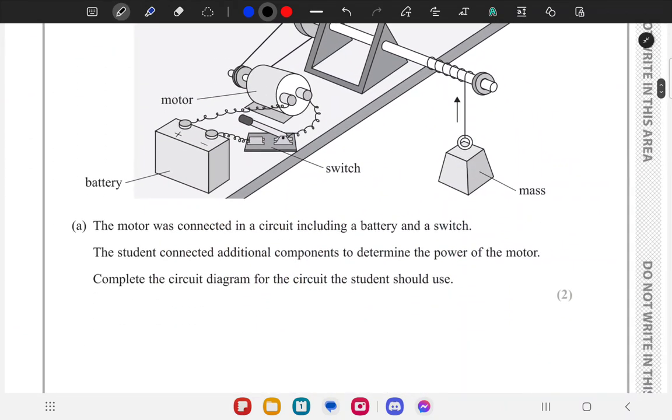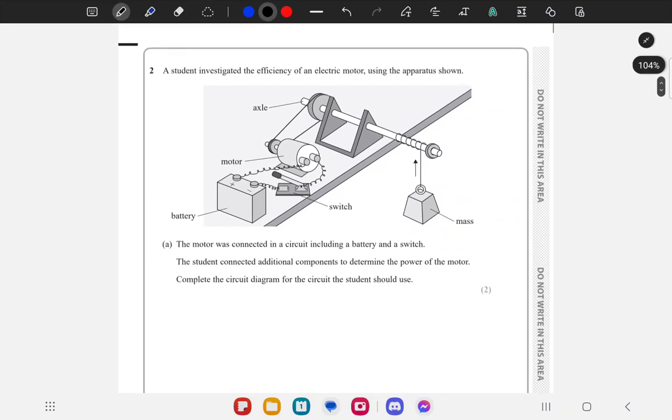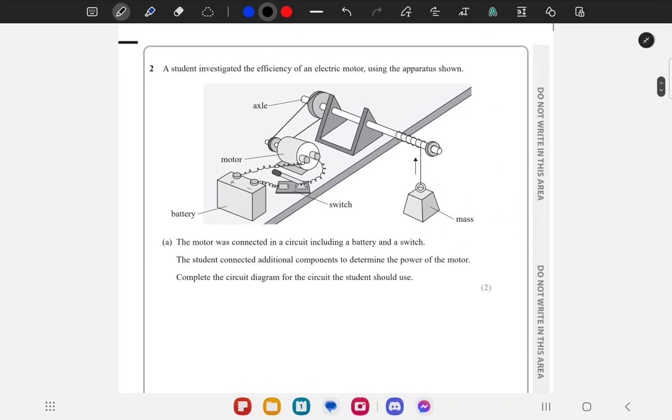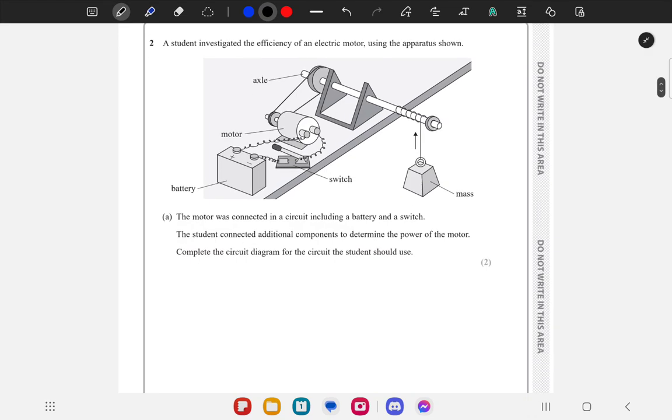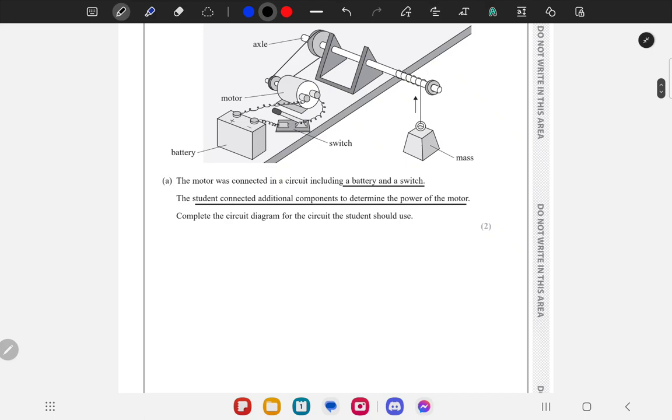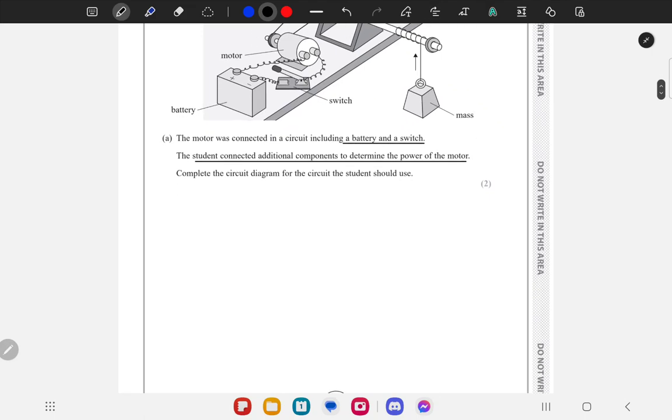Now moving on to question 2, we are given this apparatus. Then we are given some details about the apparatus. We are told that the motor was connected in the circuit, including a battery and a switch. The student also connected additional components to determine the power of the motor. We have to complete the circuit diagram for this.